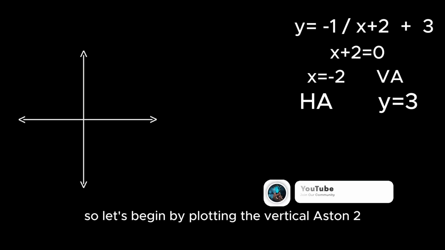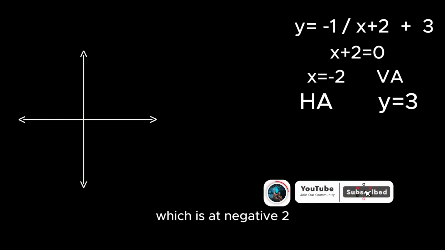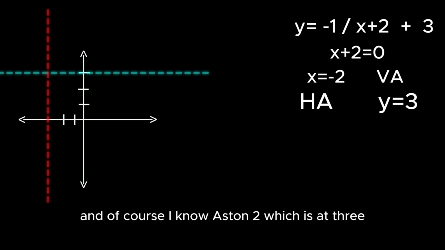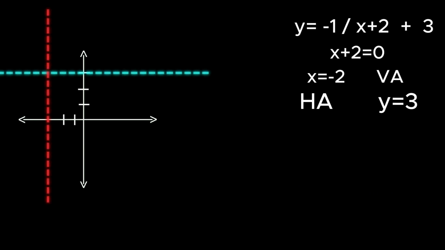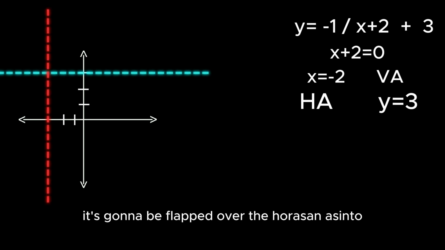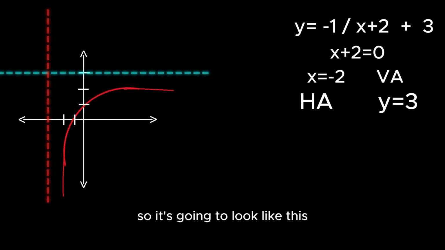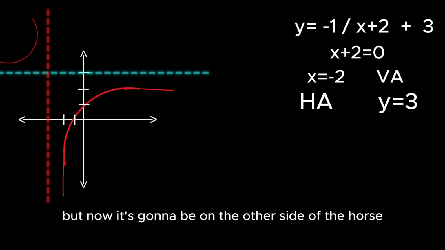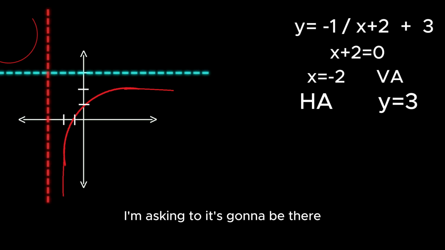So let's begin by plotting the vertical asymptote, which is at negative 2, and the horizontal asymptote, which is at 3. Now the graph won't be here because we have a negative sign. It's going to reflect over the horizontal asymptote. So it's going to look like this. And in the last example, we had a graph. The curve was here, but now it's going to be on the other side of the horizontal asymptote. It's going to be there.